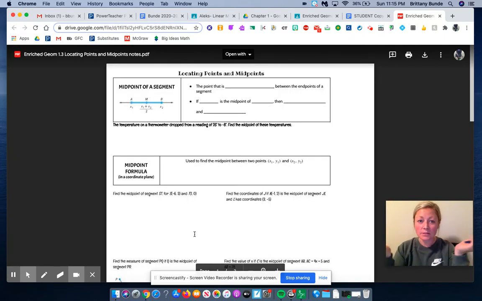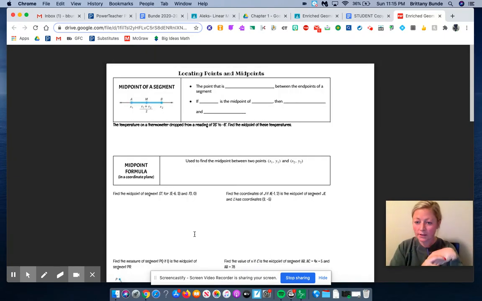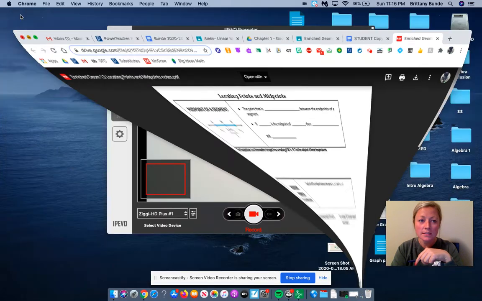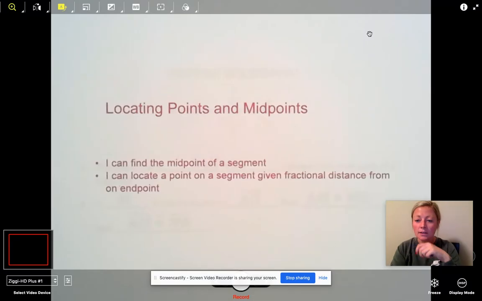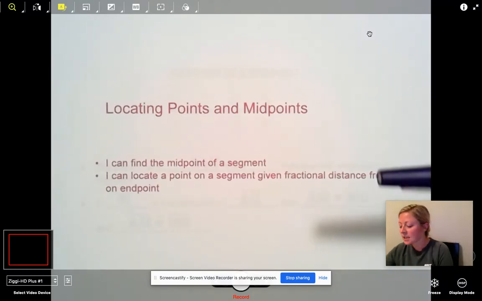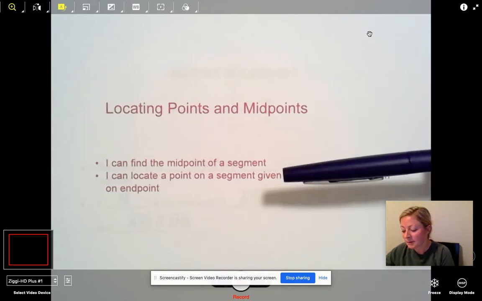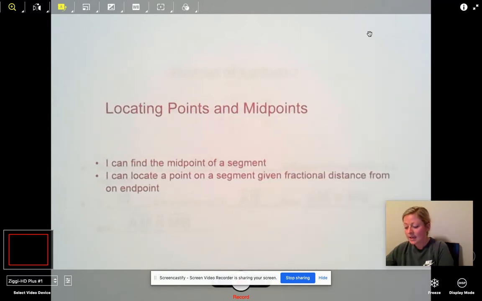Okay, so this is what your notes should look like in your binder or wherever you are keeping them. Now I'm going to bring them to my screen so we can get started. After today's lesson, you will be able to find the midpoint of a segment, and also be able to locate a segment given a fractional distance from one of the endpoints.